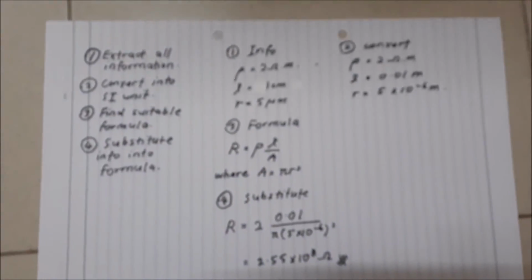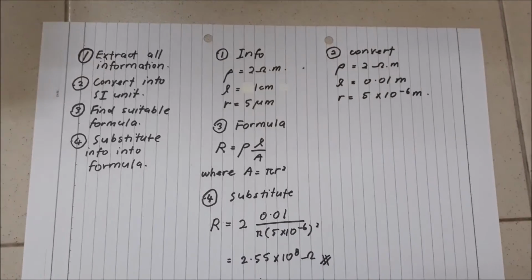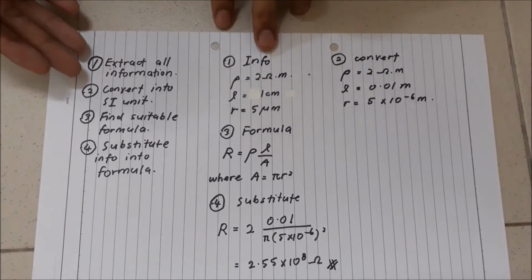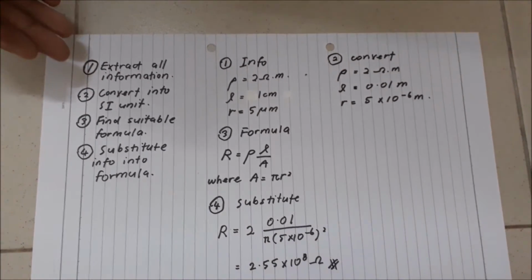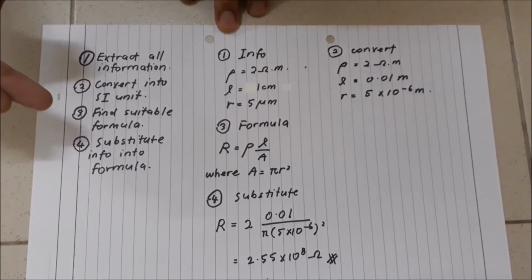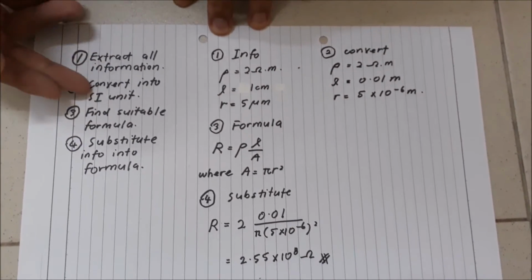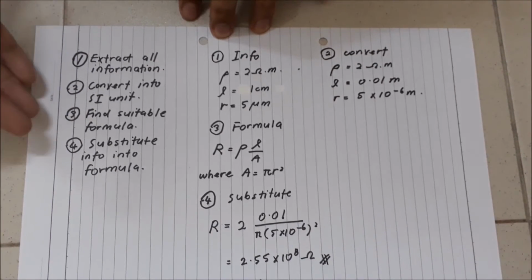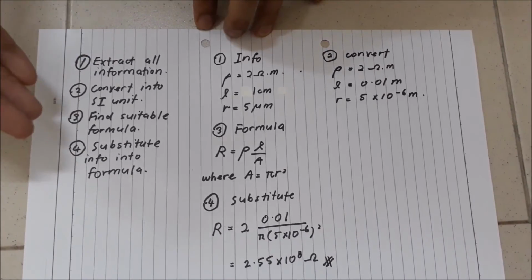First of all, we have to understand the question, what it needs and how we can overcome it. And the second step is to extract all information given from the question. Then what I do is convert all the info to SI unit, and thirdly find the suitable formula to solve the question, and lastly just substitute all info into the formula that we have decided.